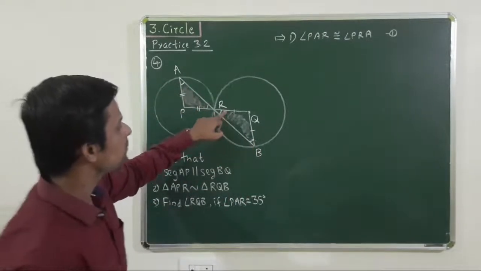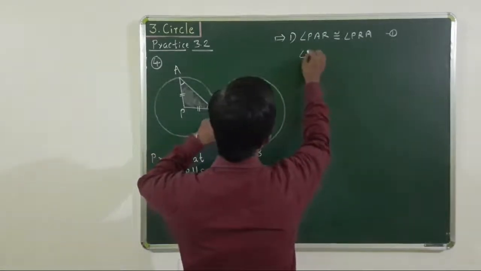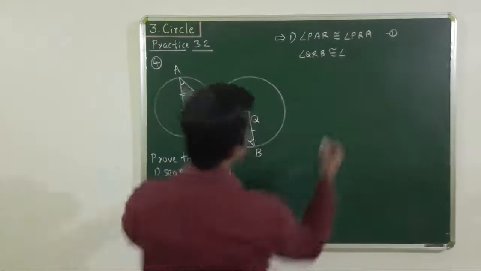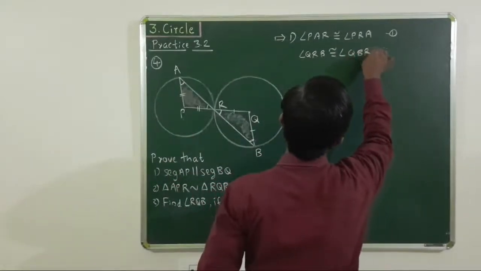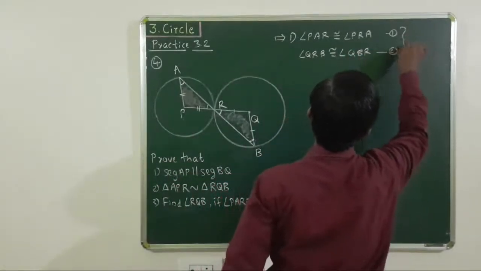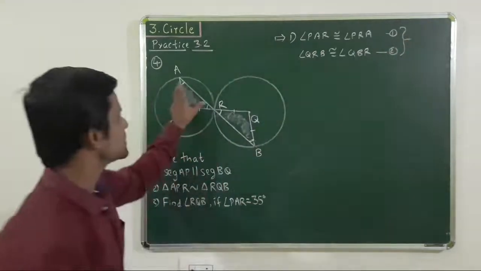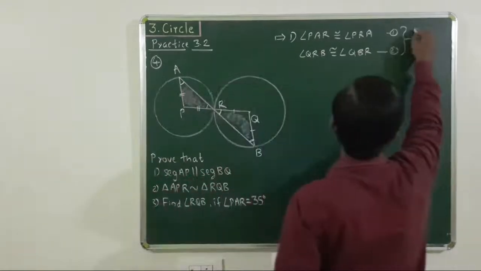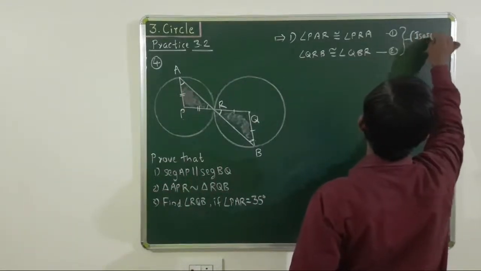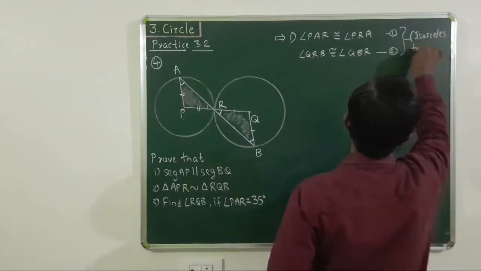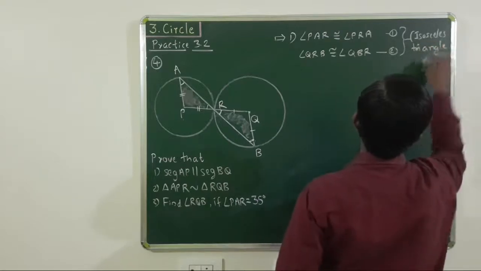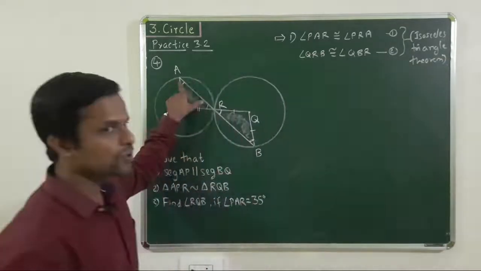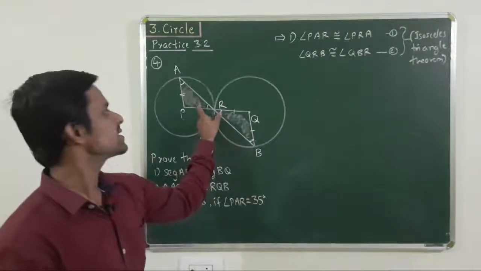Angle QRB is congruent to angle QBR. Statement number 2. The reason for both statements is: these two angles are congruent and these two angles are congruent. Reason is isosceles triangle theorem. I have taken this as first statement, this as second statement, and this as third statement.